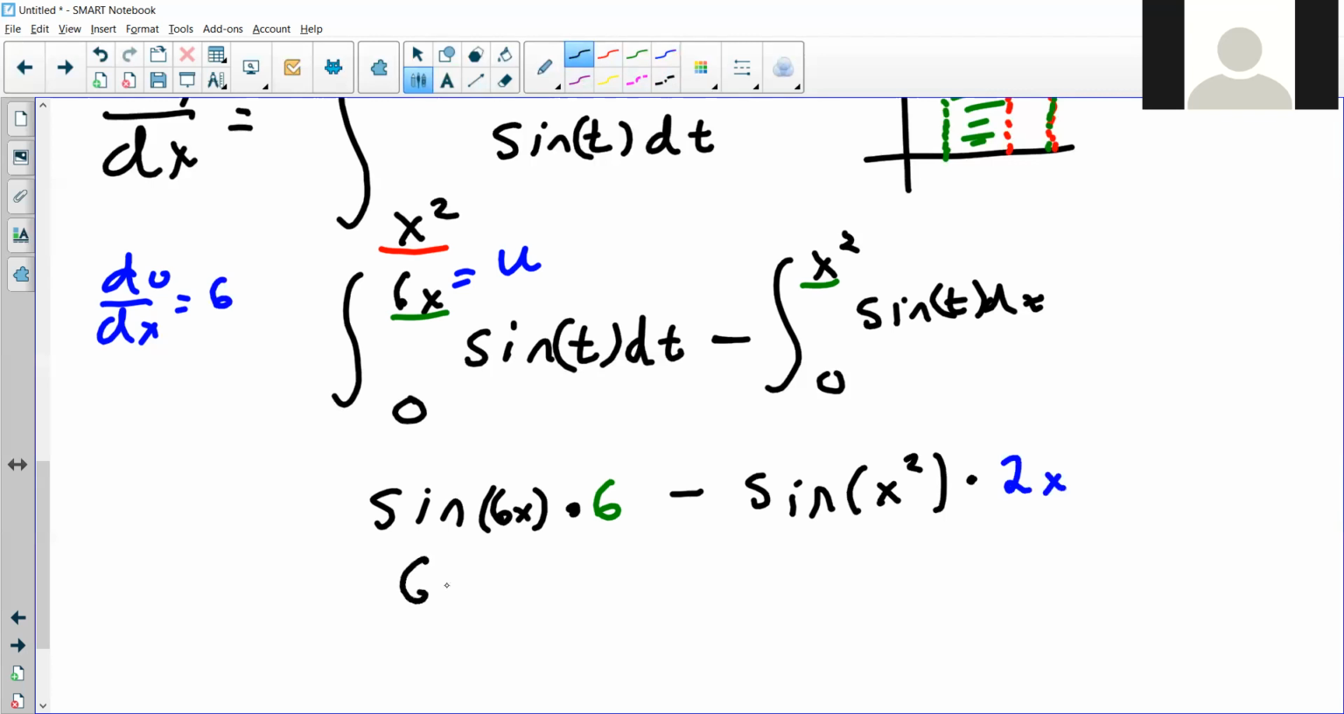So let me rewrite this correctly: 6 sine 6x minus 2x sine x squared. Technically the 2x should be in front, but who cares? I'll scroll back up to the previous one, you copy this, and I'll fix that. Is that the answer? Yeah, that is the answer.